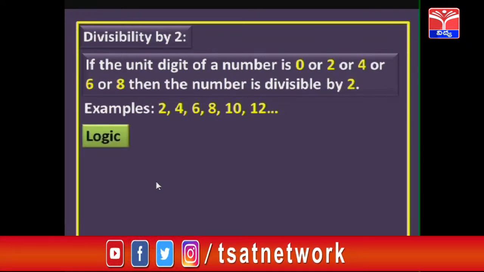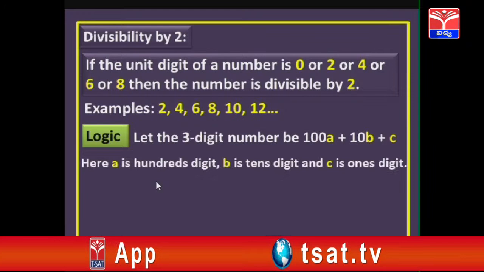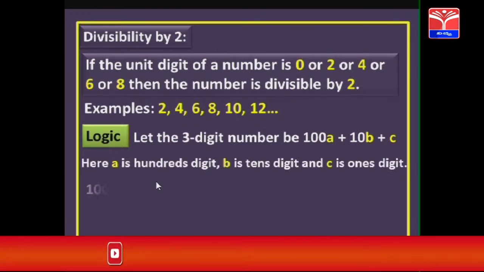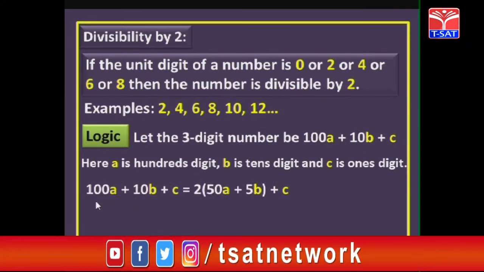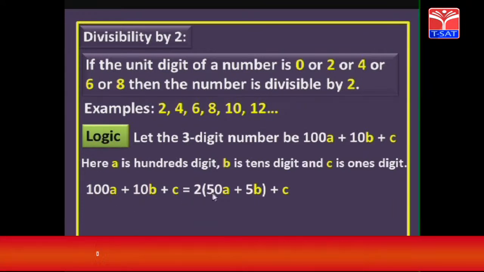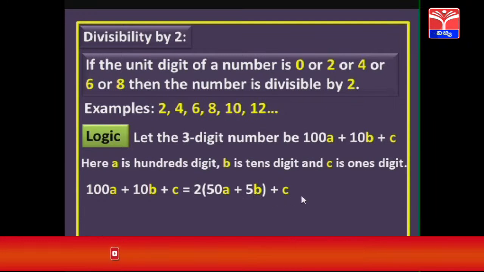Let us understand the logic once again. We have taken the 3-digit number 100A plus 10B plus C. Already we have seen A is the hundreds digit, B is tens, and C is the ones digit. Now, in these two terms, I am going to take 2 as a common factor. If I take 2 as a common factor, what is left here? 50A, and from 10 I have taken 2 common, so I get 5B. So, I get 2 into (50A plus 5B) plus C.